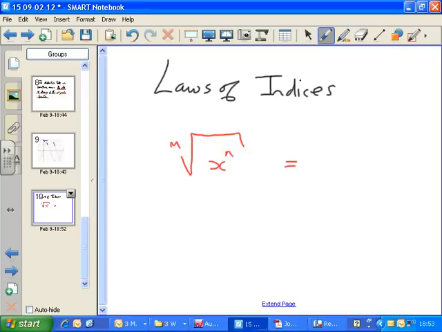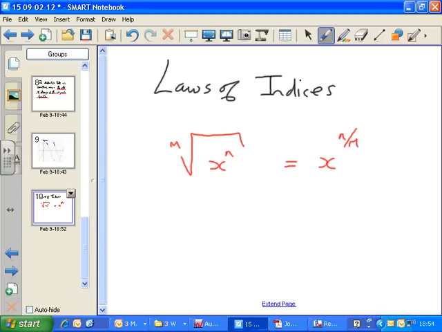You can tell me because you've just done an exam in this, so you've all been revising hard and you know what these are. What does that equal? X to the n over n. X to the n over n. Thank you, Mason. M is underneath because it's the root, and roots go under the ground.